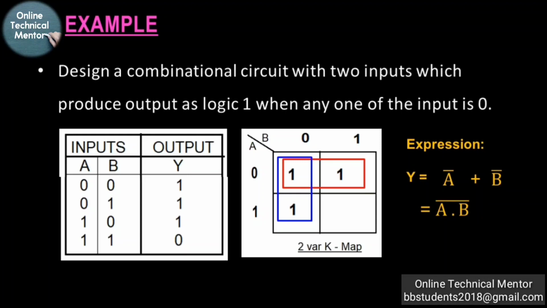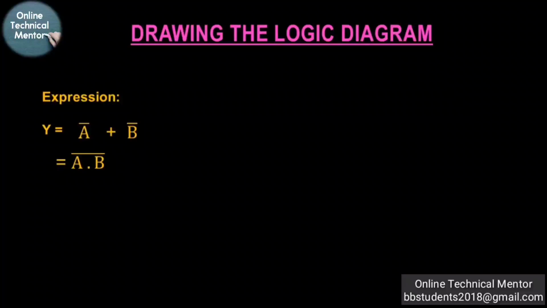Now we will draw the logic diagram. So this is the derived expression: y equal to A bar plus B bar, or you can also write it as A dot B whole bar. So you can draw the logic diagram with y equal to A bar plus B bar as well as with A dot B whole bar. So now let's draw the logic diagram with the last expression, A dot B whole bar.